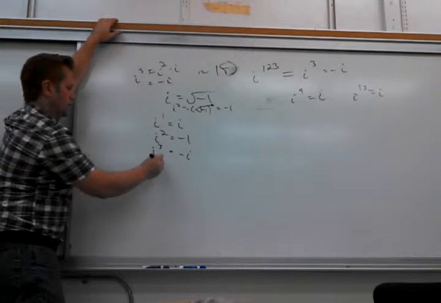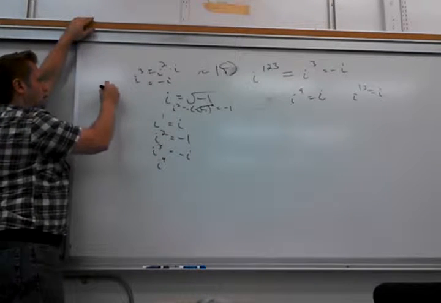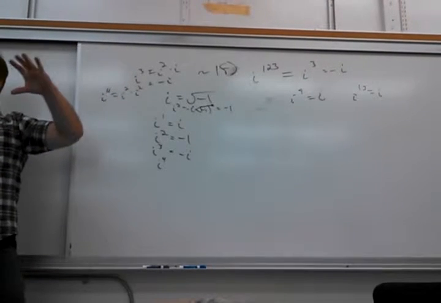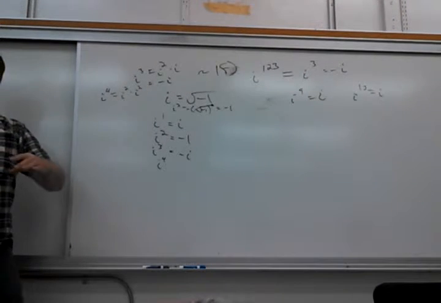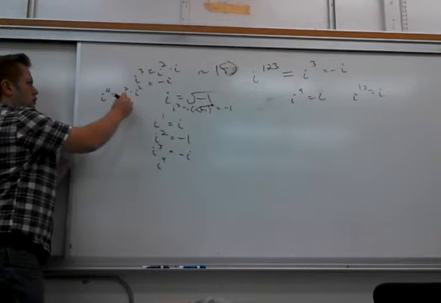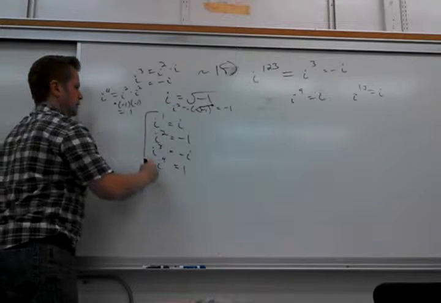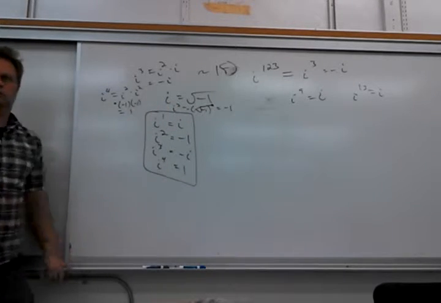So how would you get i to the 4th? Well, the easiest way to get i to the 4th is i squared times i squared. Again, building off of stuff that I already know. And what's i squared? Negative 1. Negative 1 times negative 1 is? 1. So that establishes this basic pattern.